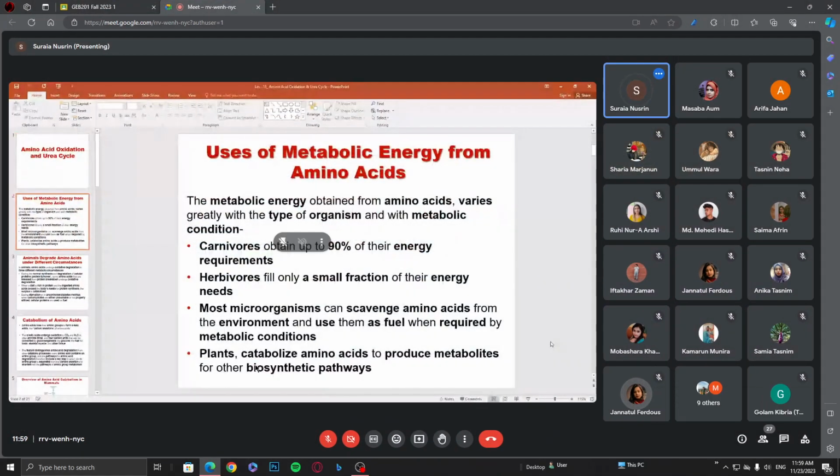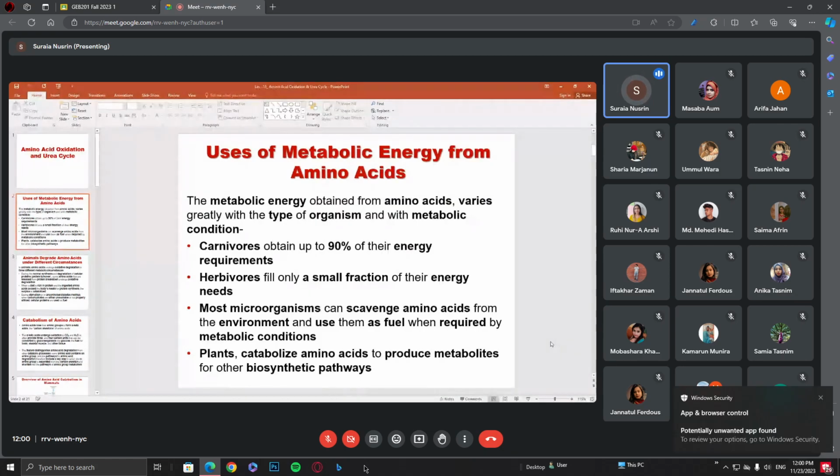Okay, so amino acid oxidation, or we can also say amino acid catabolism. At the same time, we are also going to learn a particular cycle which is known as the urea cycle.